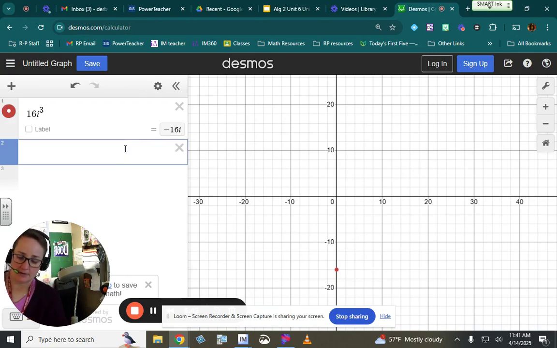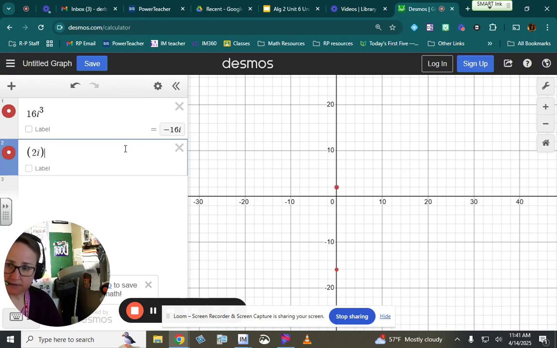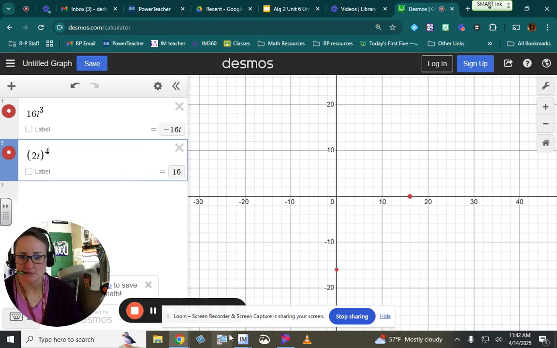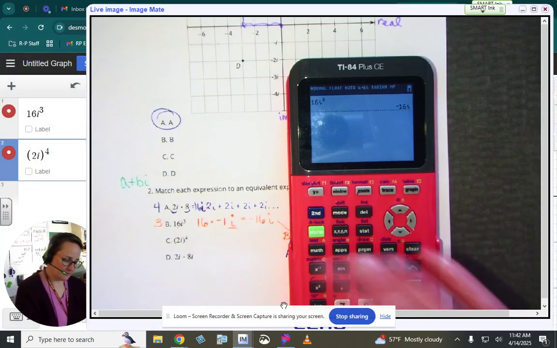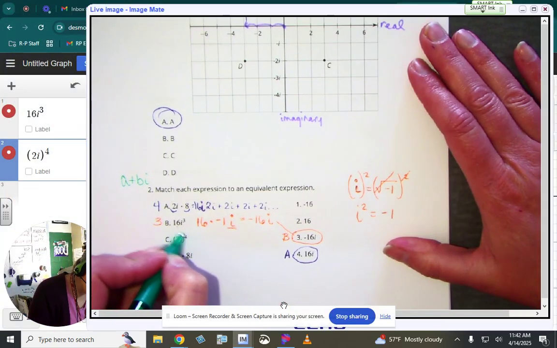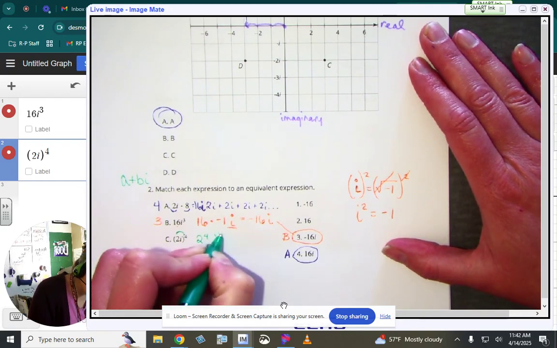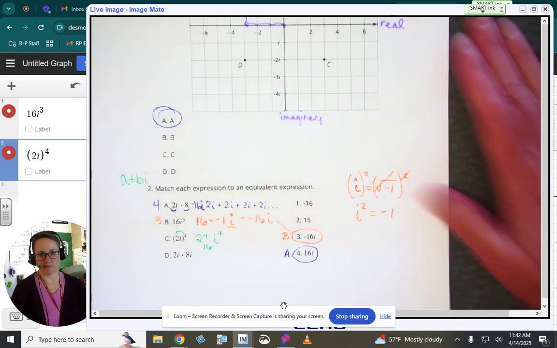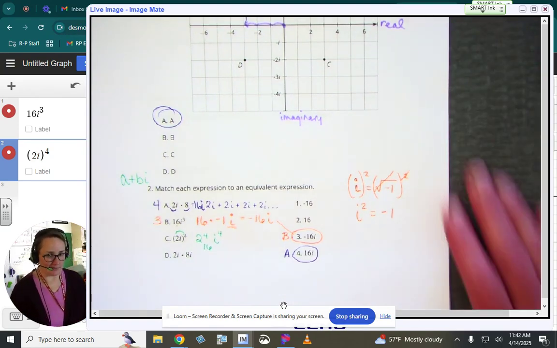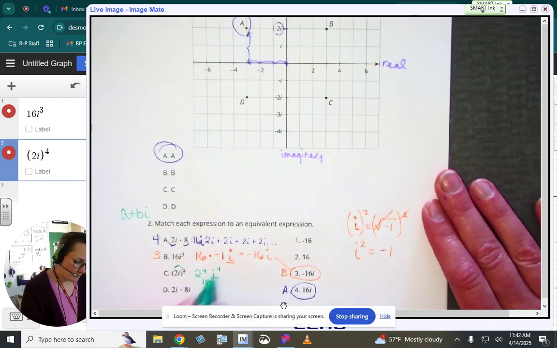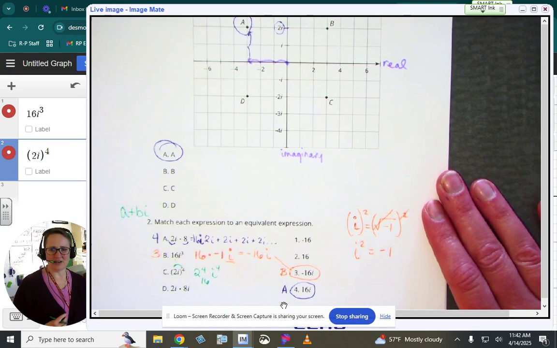I'm going to just add another one here. My next part C is 2i in parentheses, and then raising it up to the fourth power. Now when I do that, it tells me it is equal to 16. So I'm going to use that right here. What that means is we have 2 to the fourth power, which is 16, and i to the fourth power, which equals 1, right?